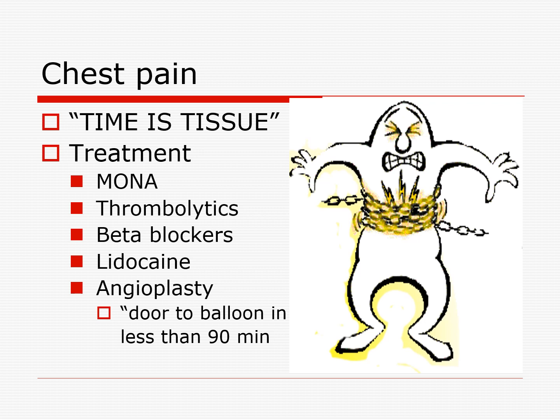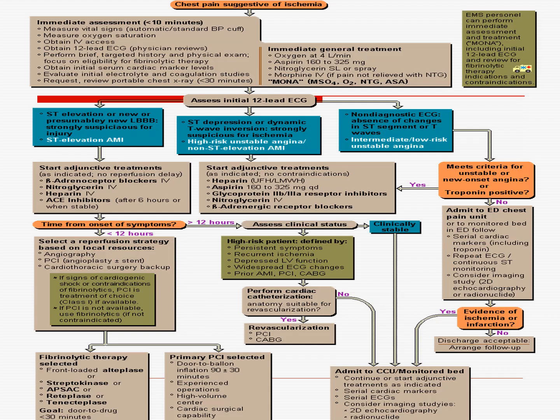Again, time is tissue, time is muscle. Treatment: MONA, thrombolytics, beta blockers, lidocaine, angioplasty, door to balloon in less than 90 minutes, so an hour and a half. That's why it's really important to figure out when this all started, because not time is money, but time is tissue. This is an algorithm from ACLS on what to do.